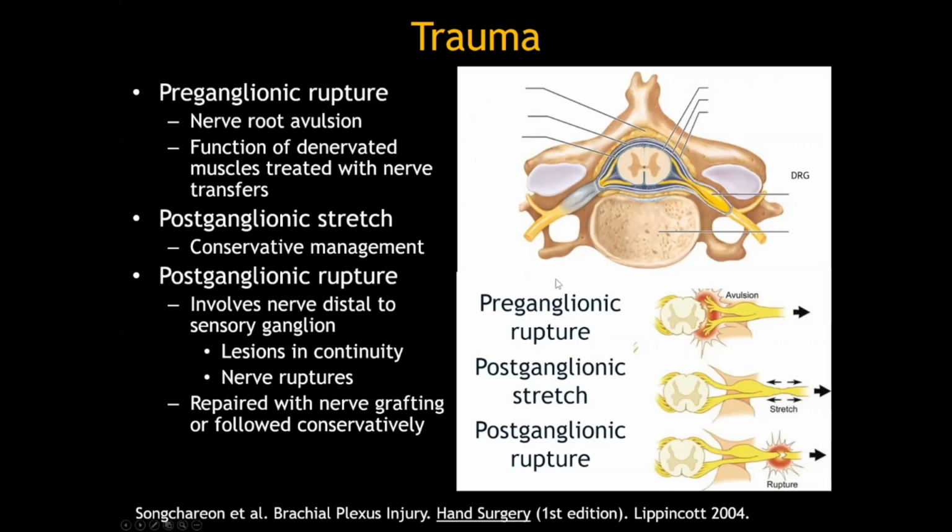And really defining the anatomic levels of these is important to help guide treatment, whether it's surgical or conservative. Now with preganglionic injuries, as you can imagine, these are very difficult to treat surgically, and these may require nerve grafting procedures from other intact nerves to help supply those denervated muscles. Whereas the postganglionic injuries could be treated with conservative management if they're just stretch injuries, or potentially with nerve grafting procedures, given that they could potentially be accessible to surgical exploration.